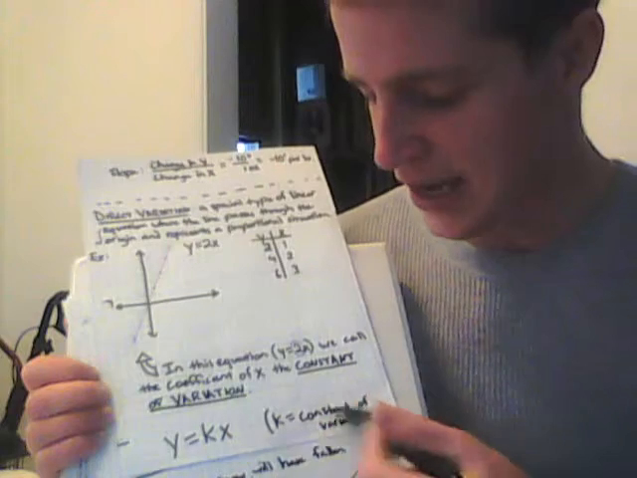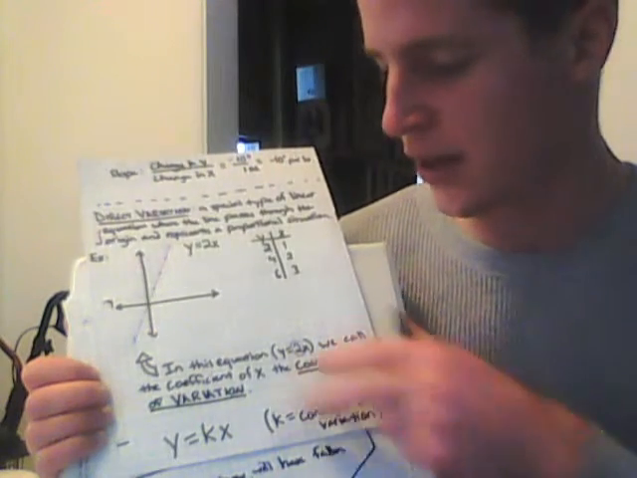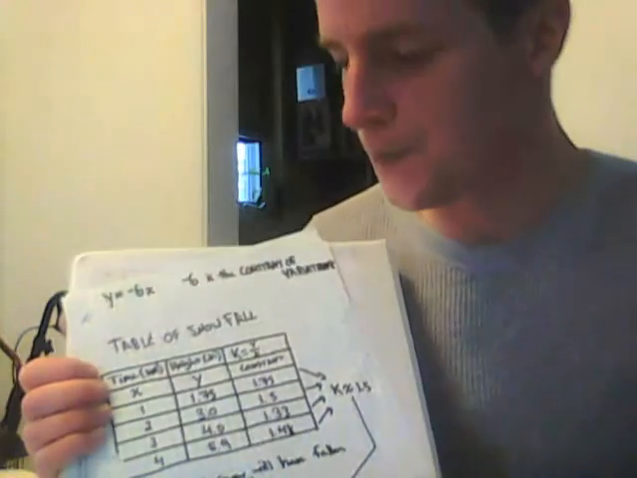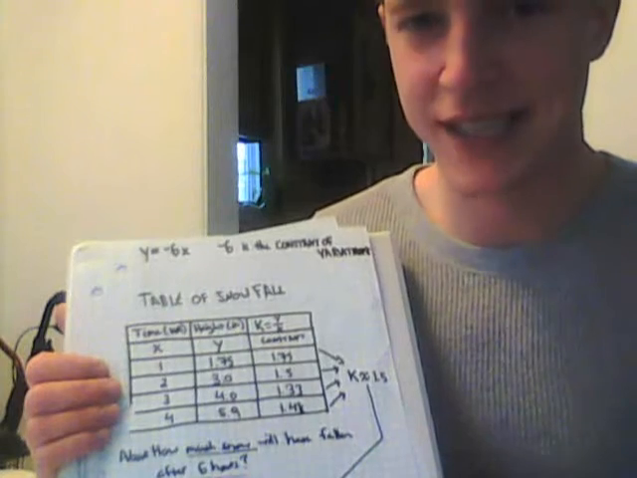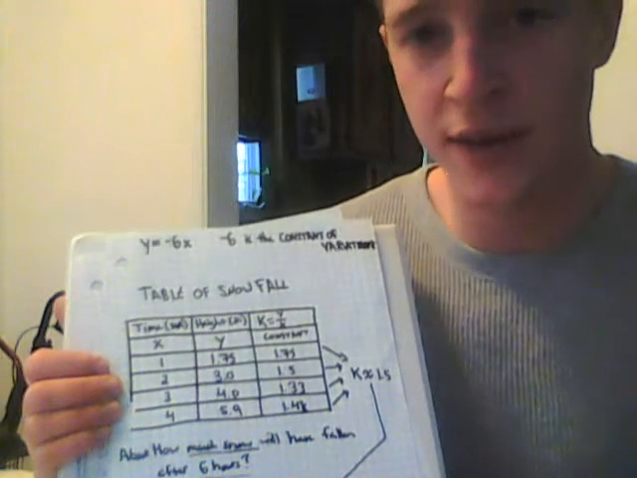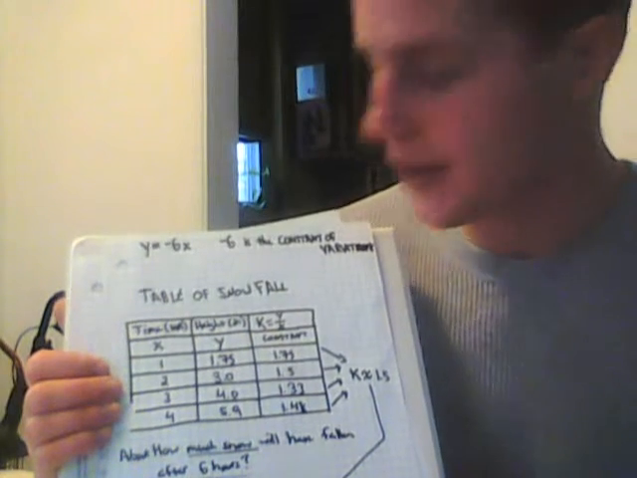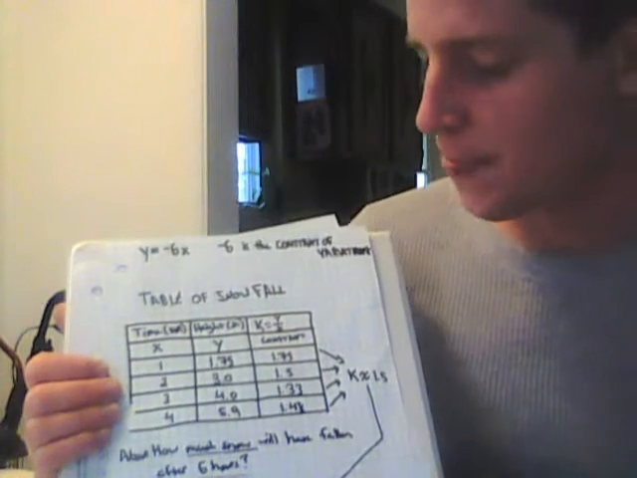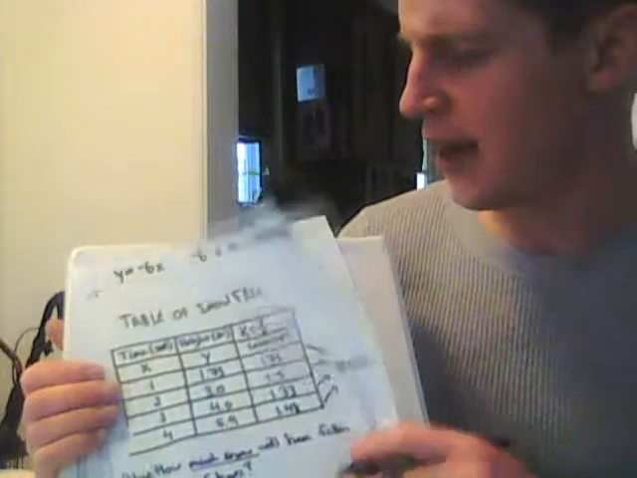But anyways, k again is the constant of variation. So for another example, y equals negative 6x. Negative 6 is the coefficient on x, so negative 6 is our constant of variation. Okay, very last thing.